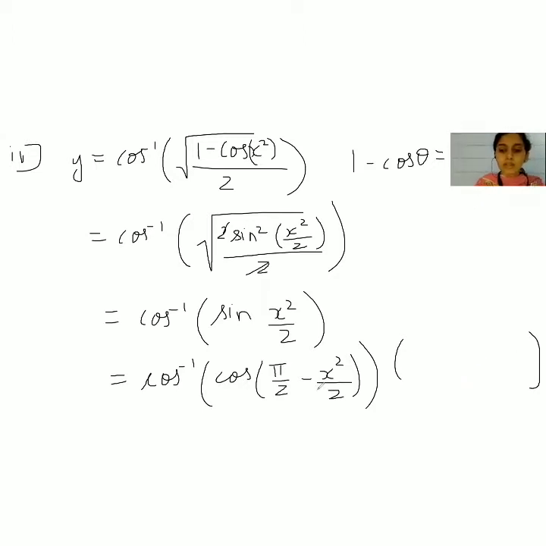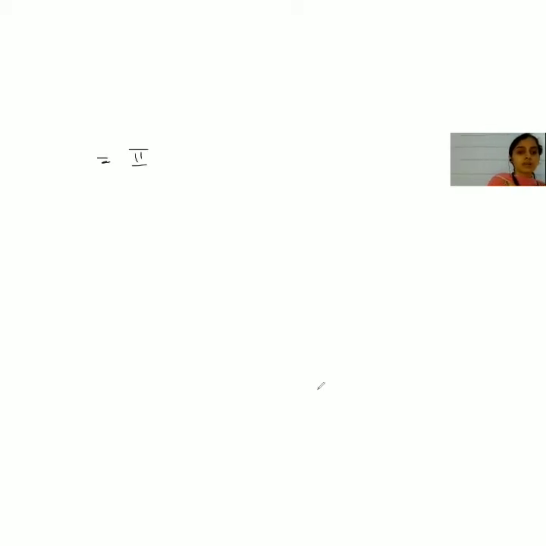So you will write cos of pi by 2 minus theta is equal to sine theta. This is the complementary angle we have used. Now what is cos inverse cos? That is cos inverse of cos theta, so it is equal to theta. Pi by 2 minus x square by 2. We have y equal to this.